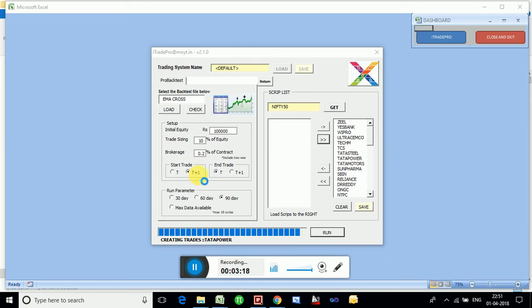The start of the trade would be the open on T plus 1, and then once I've initiated a trade, I'm going to continuously monitor it. So the end trade, whenever the condition is met, the trade should end at day T. So this is what it means. And at the bottom you have run parameters, like I want to test the strategies for the last 30 days, last 60 days, 90 days, or the maximum data available. So when we are going for maximum data, it's going to check the past 1 year or 2 years, a lot of data to be tested. So that's why there is a limit of maximum 10 scripts. Otherwise, for others, you can test as many as you want.